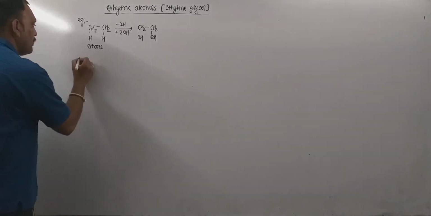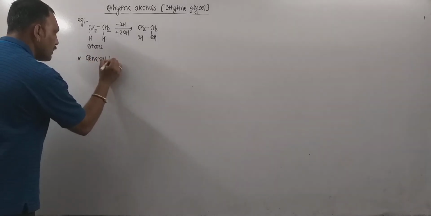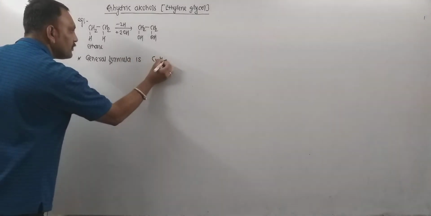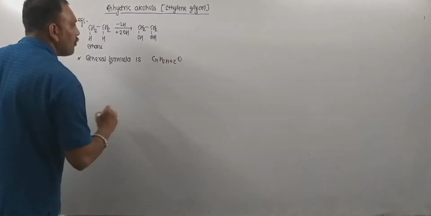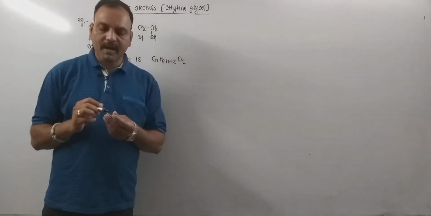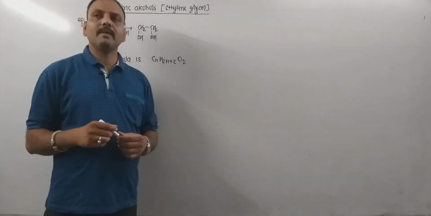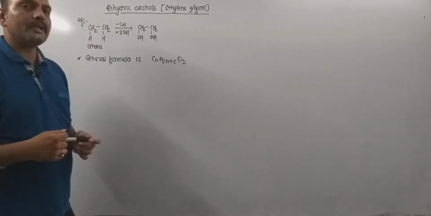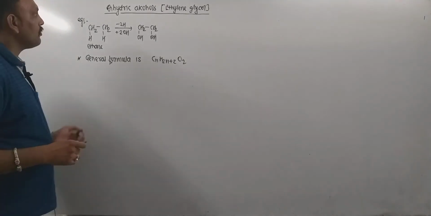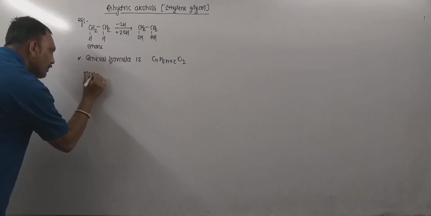And the general formula for the glycols is CnH2n+2O2, where n is the number of carbon atoms. I mean, by putting the value of n in this general formula, one can get the molecular formula of the respective glycols. Now we are going to discuss a very important thing, the methods of preparation.